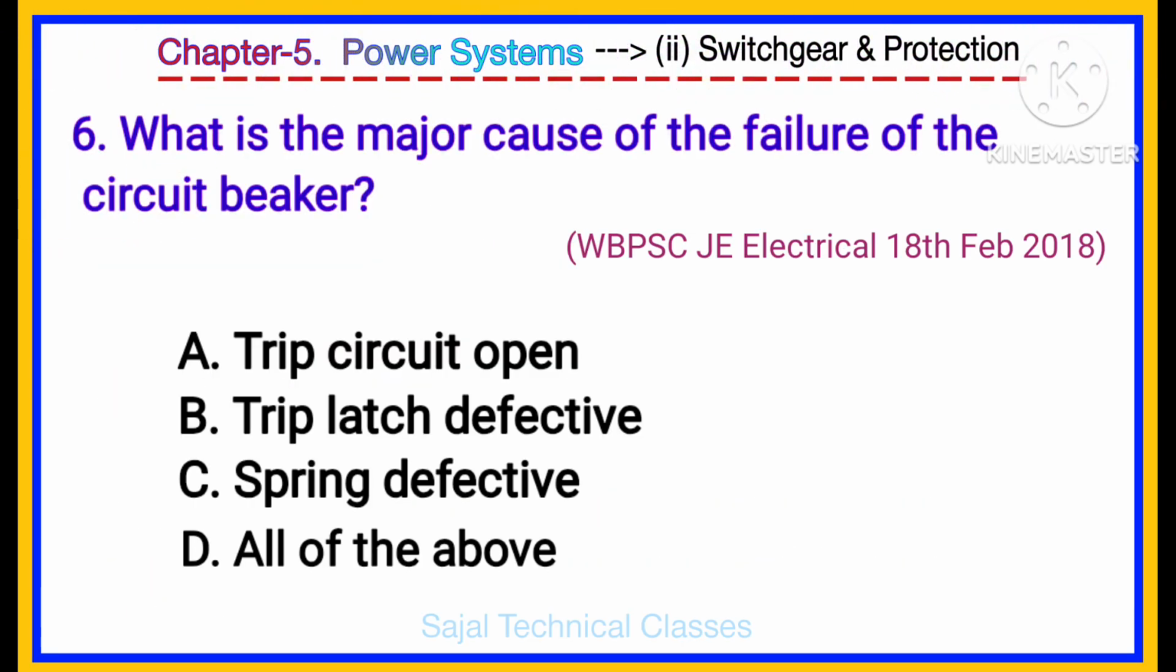Next question. What is the major cause of the failure of the circuit breaker? Option A trip circuit open, option B trip latch defective, option C spring defective, and option D all of the above. Right answer option D all of the above.